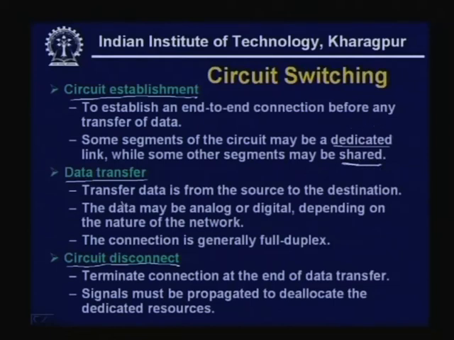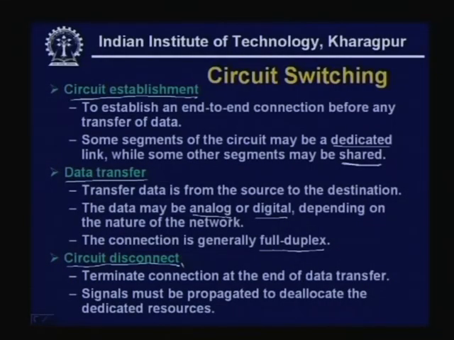Then data transfer, where data is transferred from the source to the destination. Once the link is established, whatever data has to be transferred is transferred from the source to destination through the dedicated link already established in the circuit establishment phase. Then, as I mentioned, data may be analog in nature or digital in nature, either is possible depending on the nature of the network, and the connection is generally full duplex. As I mentioned, whenever two stations are connected, usually the communication is full duplex in nature.